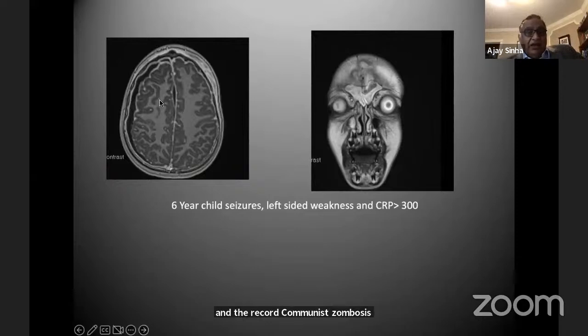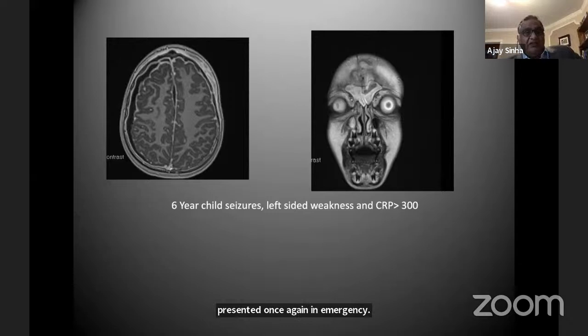This young fellow, I dealt with him last month. He presented once again in emergency with fitting, left-sided weakness, and a large collection going into the interhemispheric region. And if you look at the sinuses, they're full of collections as well. So this was done in emergency. He was very septic. His CRP was more than 300 when he came in.